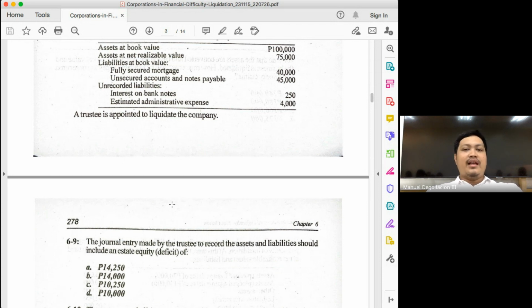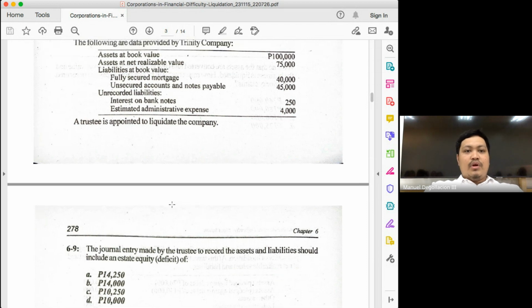So if you're looking for deficit, you solve for your negative equity. Your equity will have a negative balance. Okay? And how do you solve for your negative equity balance? Again, you go back to your basic accounting equation. So let's try to do that here. We're given two valuations for your assets, class: assets at book value and assets at net realizable value. For corporate liquidation problems, the most relevant valuation would be your fair value, or in some cases, your net realizable value. So between the 100 and the 75, class, we will be using your 75,000.